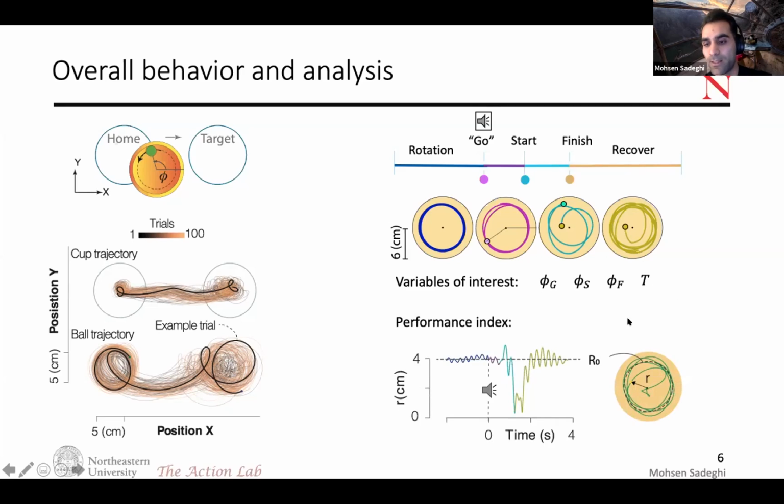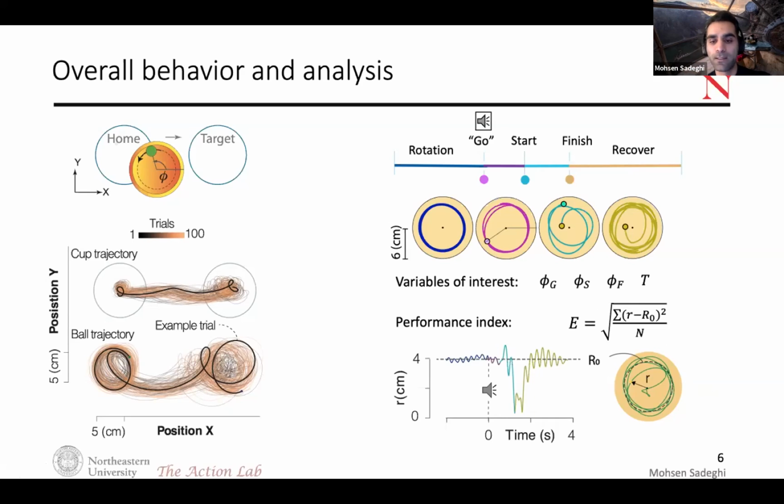Essentially, we can take the ball trajectory with respect to the cup, and at each point take the distance of the ball from the center and plot that distance, as a radius of the ball position, against time. As you can see, the distance is fairly stable at the rotation phase, and we can basically take the average of that as the reference radius for the rest of the trial. So any deviation from this reference circular movement is essentially the error of performance. We can represent it as a root mean squared error of performance.